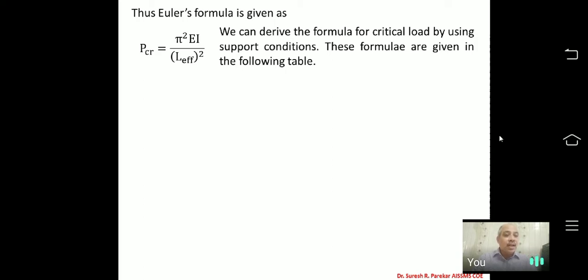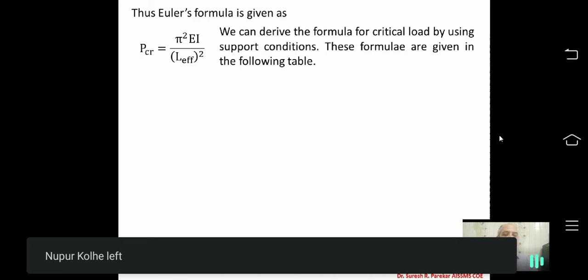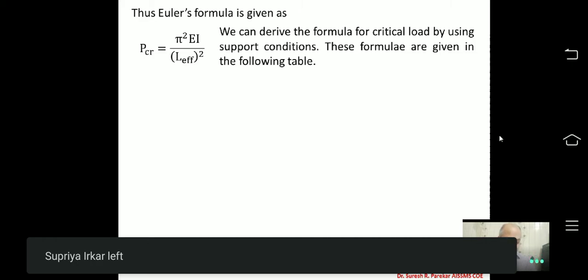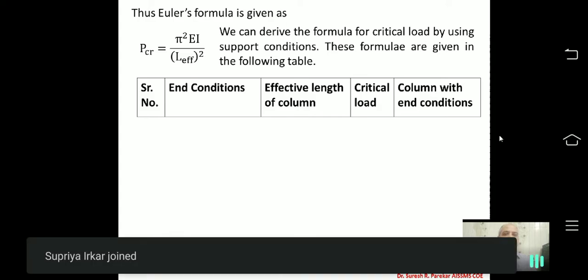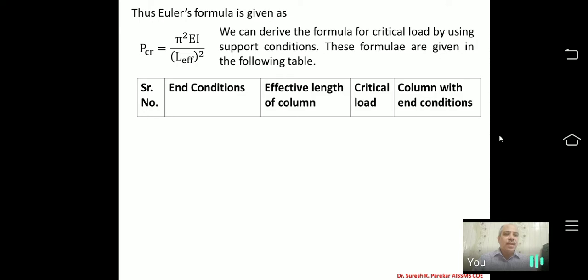for columns having different end conditions. So now we have four end conditions: both ends pinned, both fixed, one end fixed and other pinned, and one end fixed and other free. For these four conditions, we are going to see the L effective value and value of PCR. Now you can see over there, we are going to prepare this table: serial number, end condition, effective length of column, critical load, and column with end conditions.